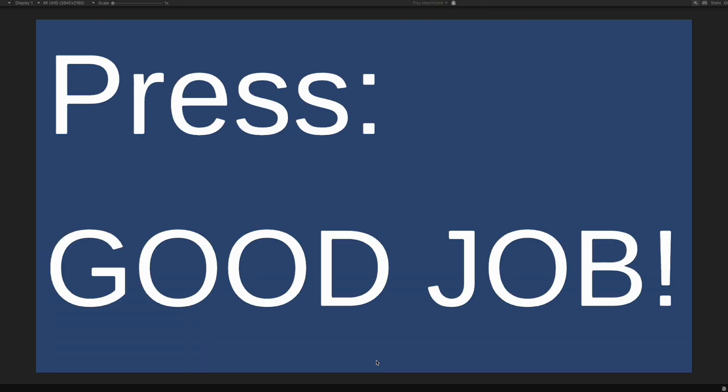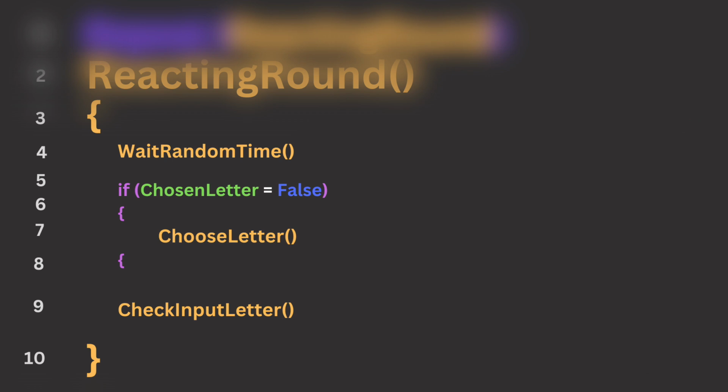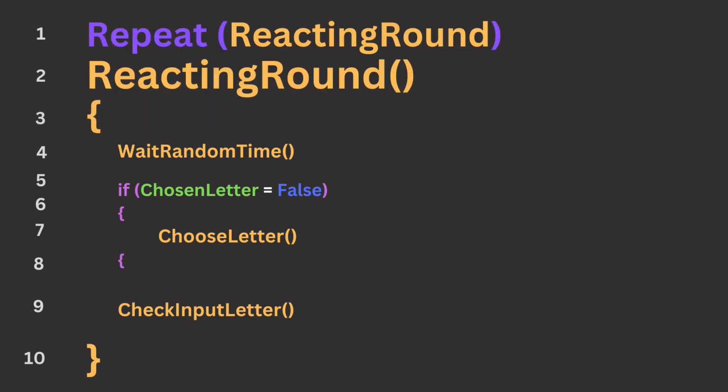As you can see, the computer tells you to press a letter, making you attempt to press it as fast as possible. How exactly did I do this? First, I made the device wait a certain amount of time. If the computer didn't choose a random letter, then the letter would be chosen. Once the computer chooses a letter, the player would input the letter that was chosen, and if it is the right letter, then the computer will say, "Good job, correct." I put this all into one method, then I repeated it every time.